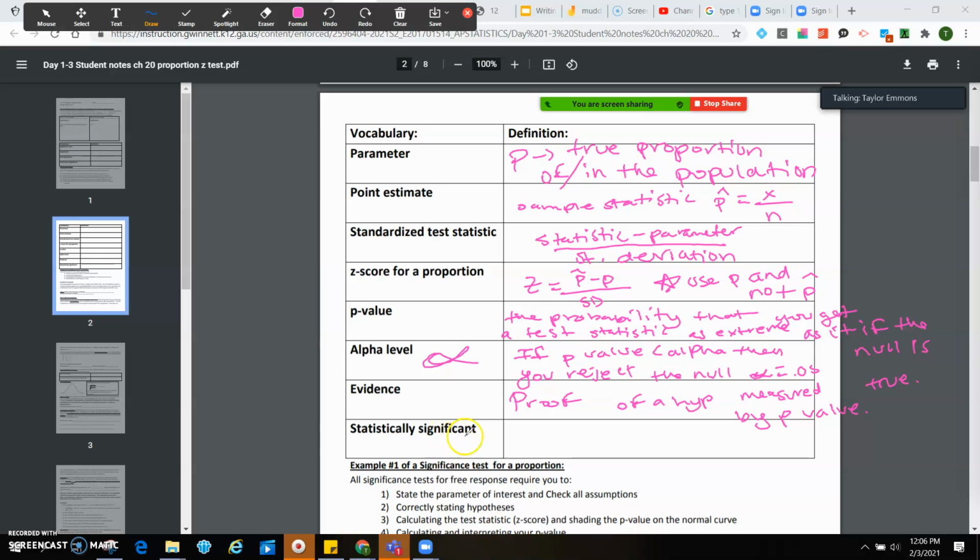And statistically significant is the likelihood that a relationship is due to something other than chance. So if p-value is less than alpha, then statistically significant.